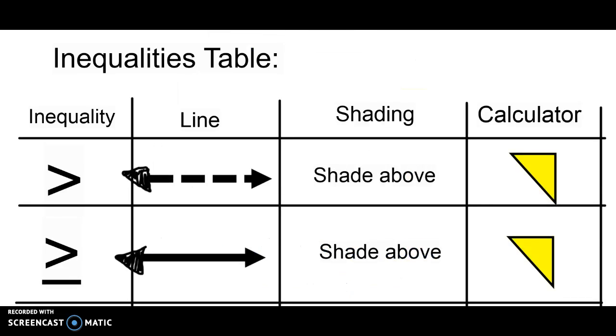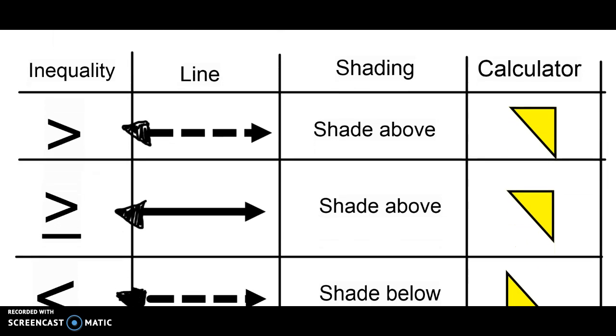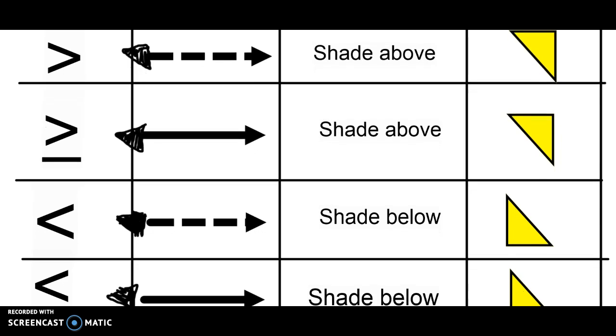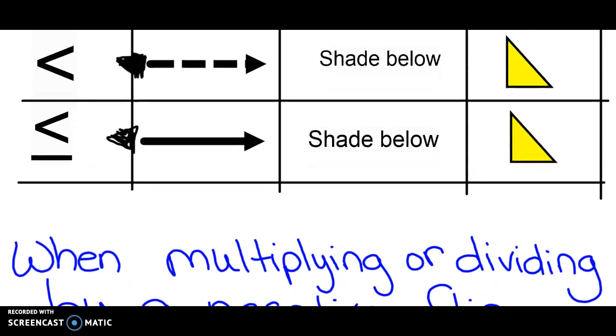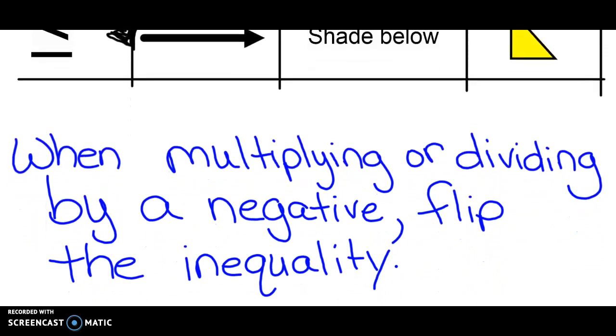Okay, so if you didn't get the top part of the table, that's what the top part looked like. And if you didn't get down to the bottom, just pause this at any time. We just want to remember when you multiply or divide by a negative, you're going to flip the inequality. All right, so let's go try one more.